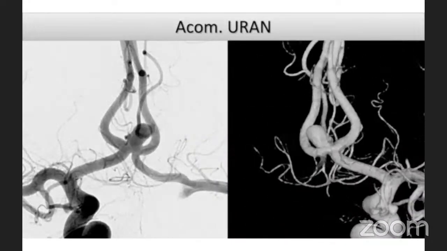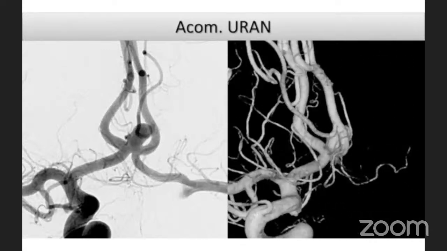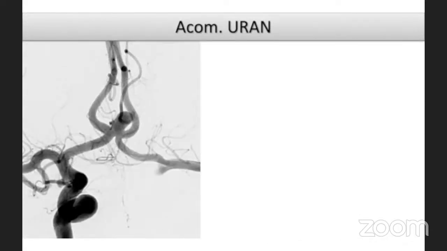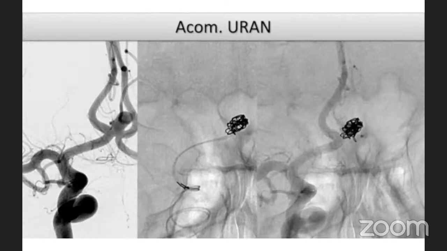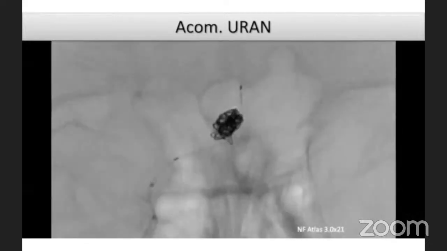This case is unruptured ACOM aneurysm. Coils were inserted with double catheter technique, and one coil loop protruded to left A2. So Neuroform Atlas laser cut stent was deployed from left A2 to right A1. Positioning and deployment are very easy.